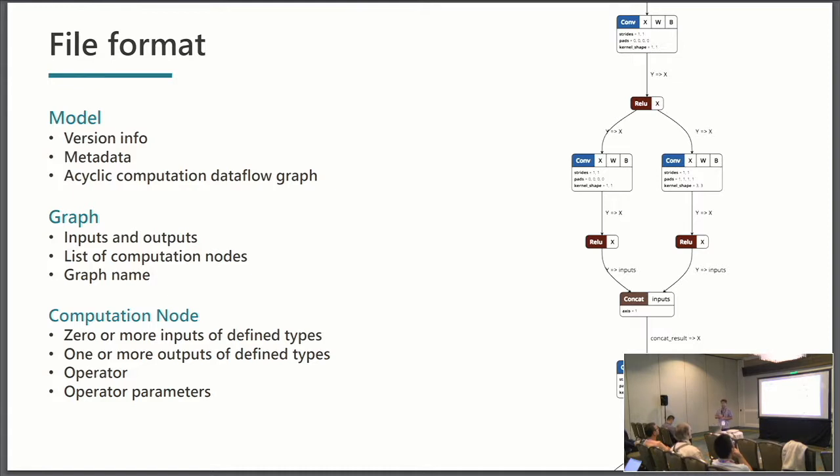For the graph, it has inputs and outputs. It has a list of computation nodes, and it also has a graph name. For the computation node, it has 0 or more inputs, and it must have 1 or more outputs. It is an operator, and the operator has some parameters.